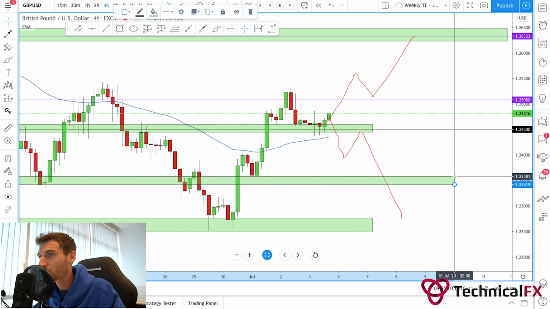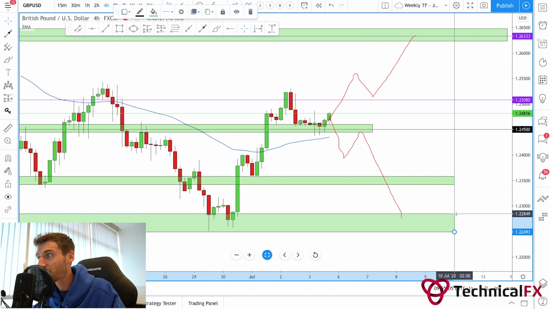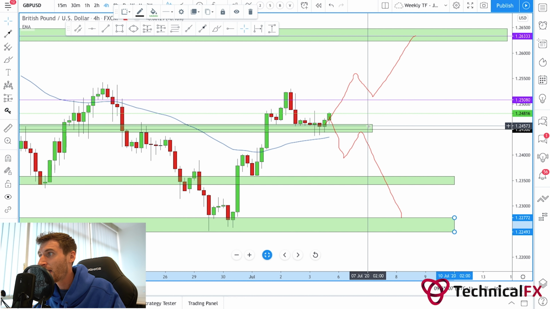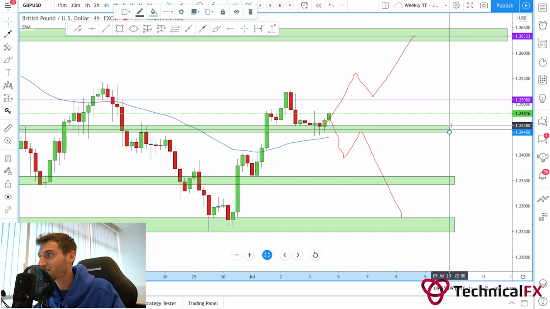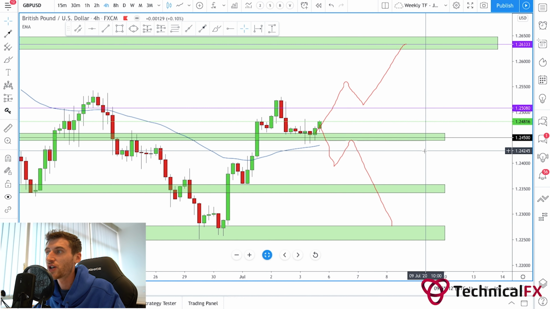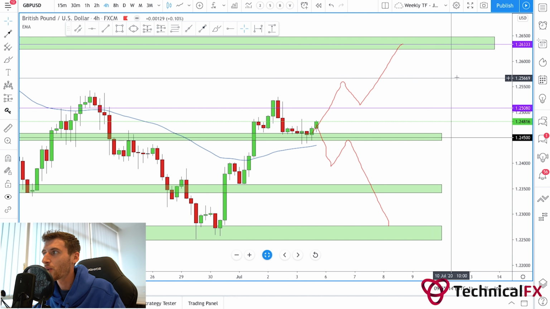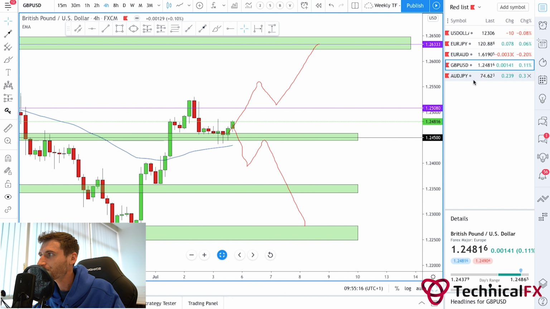Let's just drag these areas across because we could end up with a downside move and we want to be prepared. So let's just drag these across. So that's done. And that is my forecast for GBP USD as we go into the next week.